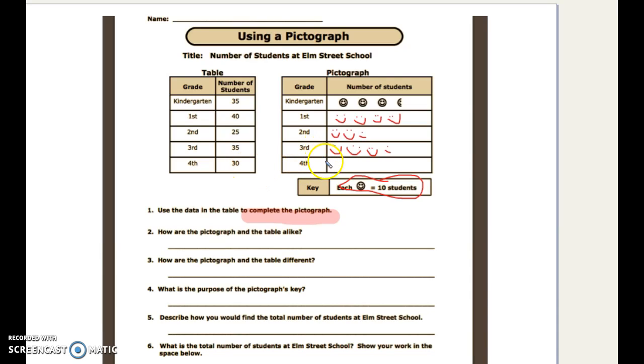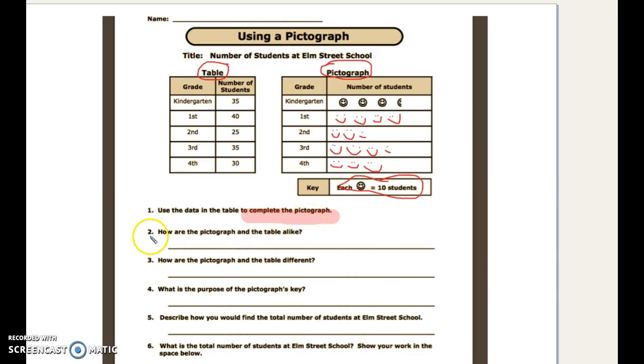In fourth grade, I show 30 students. 10, 20, 30. Okay, so now I have used the data in the table. This is my table to complete the pictograph. This is a graph that uses pictures to show the amount of students in this case.